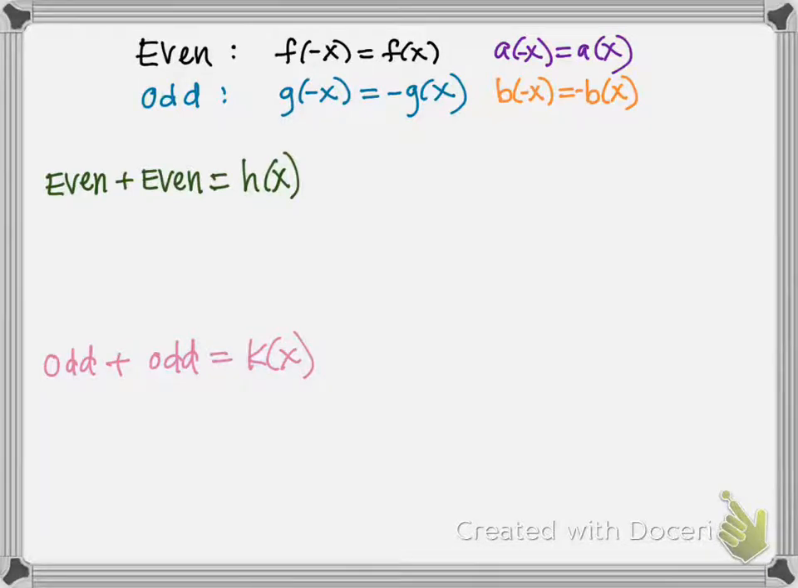In this example, we have two different even functions. One is called f of x, and one is called a of x. And remember, if they're even functions, if I plug in x, I get some value y, but if I plug in the opposite sign of x, I should get the exact same y value. So that works for both of these functions in black and in purple.